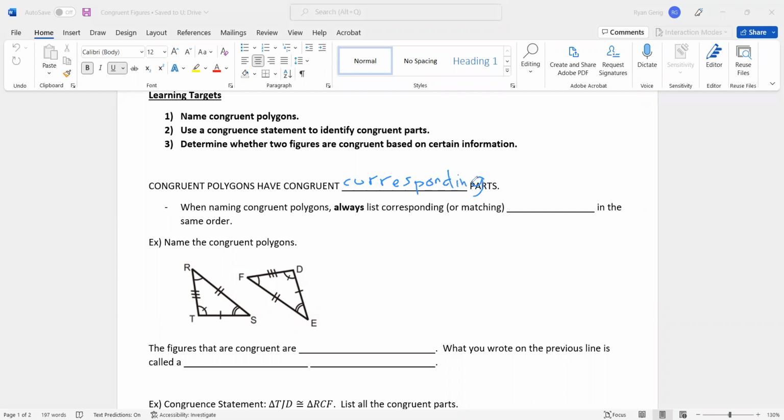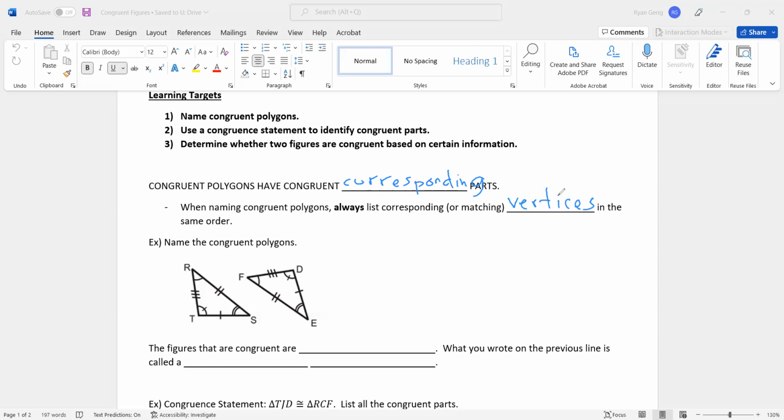When naming congruent polygons, always list corresponding or matching vertices in the same order. You use your vertices to name polygons, and when you're naming two polygons that are congruent, you want to name them in the same order. So name those congruent polygons. I'm telling you that those two are congruent because all the corresponding parts are congruent. Now, how do you know what matches up with what?